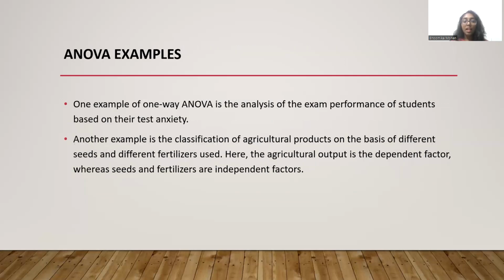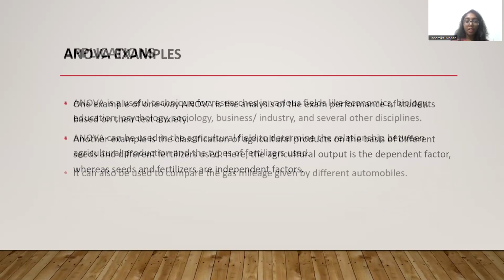ANOVA examples. One example of one-way ANOVA is the analysis of the exam performance of students based on their test anxiety. Another example is the classification of agricultural products on the basis of different seeds and different fertilizers used. Here, the agricultural output is the dependent factor, whereas seeds and fertilizers are independent factors. There are many more ANOVA examples.